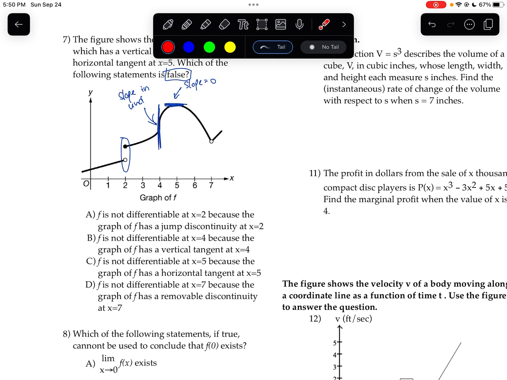So, yeah, not differentiable. C, f is not differentiable at x equals 5 because the graph has a horizontal tangent. All right, so that's probably the false one right there, because it is differentiable at x equals 5. Just because the slope is 0, that still means that it's differentiable. It means that the slope can be found. The slope is 0. That's not the same thing as the slope being undefined. Let's just check D to make sure. F is not differentiable at x equals 7 because it has a removable discontinuity. Okay, that's true. So yeah, C would be the false answer here.